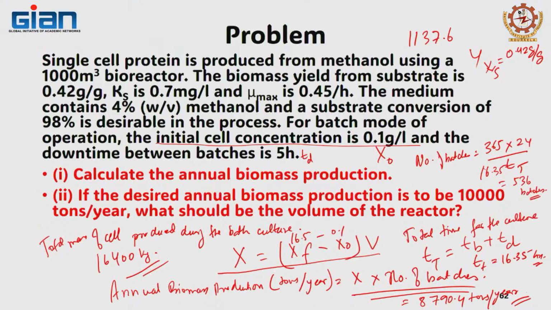Now, what was the last question? If the desired annual biomass production is to be 10,000 tons per year, what should be the volume of the reactor? Now, if 1000 gives you 8790.4 tons per year, how much will give you 10,000? That's rearrangement. So, the answer that you should get is 1137.6 meter cube. This should be the volume that should give you 10,000 tons per year. Simple.